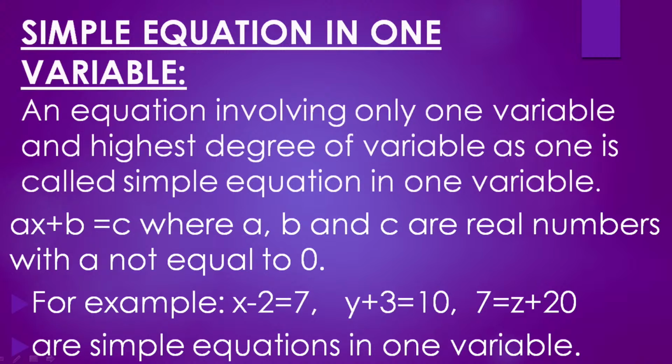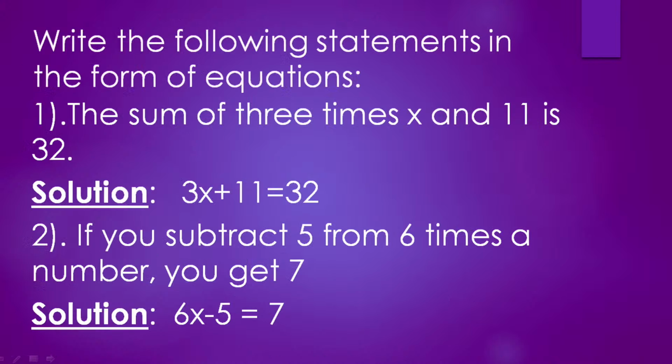For example, we have X minus 2 is equal to 7 and Y plus 3 is equal to 10, 7 is equal to Z plus 20 are simple equations in one variable. We have first equation in variable X, in the second equation variable is Y and in the third equation variable is Z. Okay, now write the following statements in the form of equations.